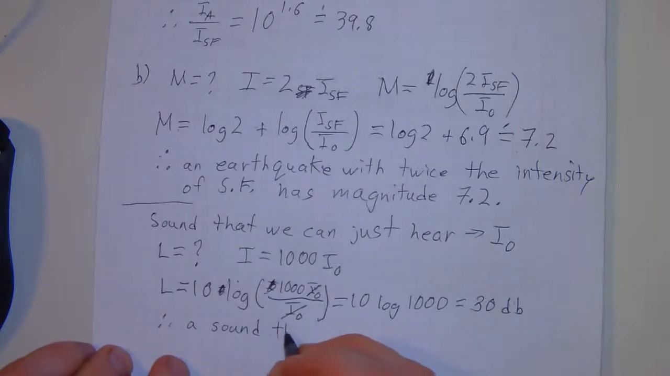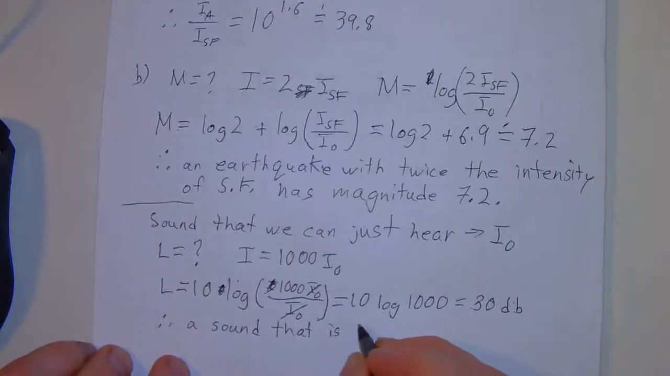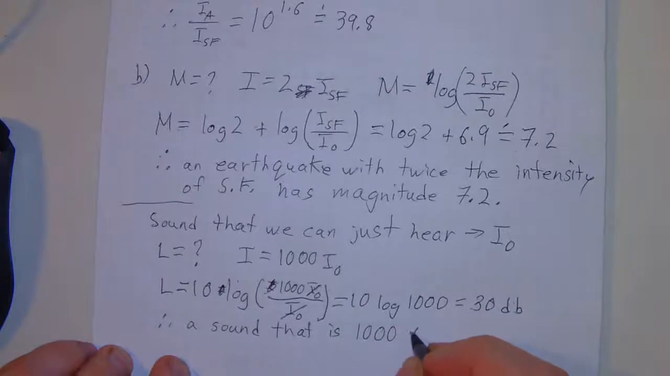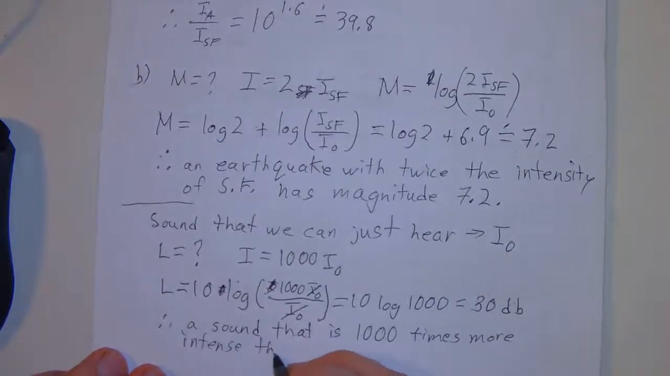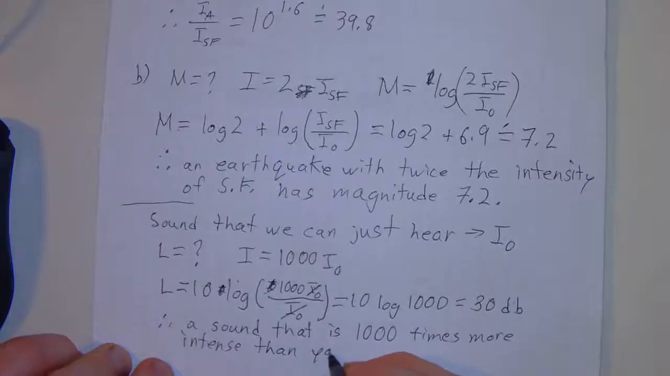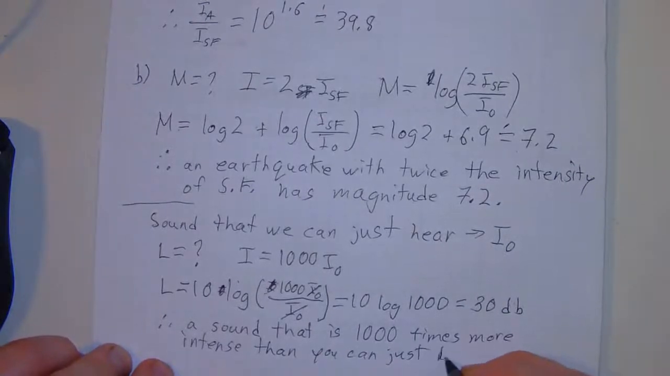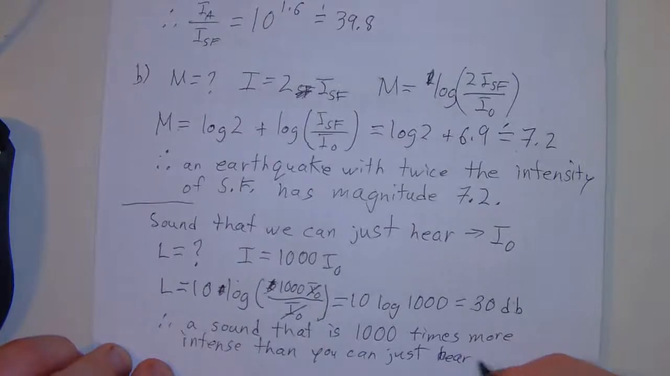A sound that is 1,000 times more intense than you can just hear is 30 decibels.